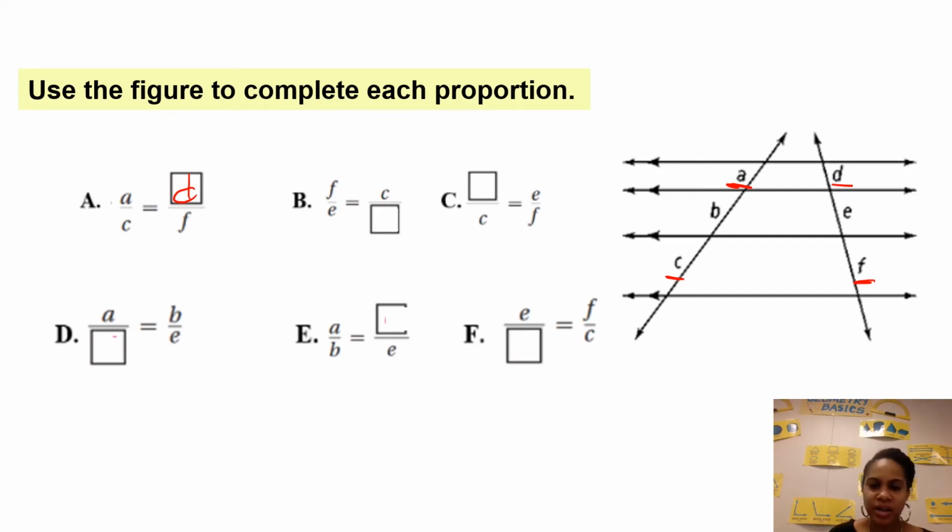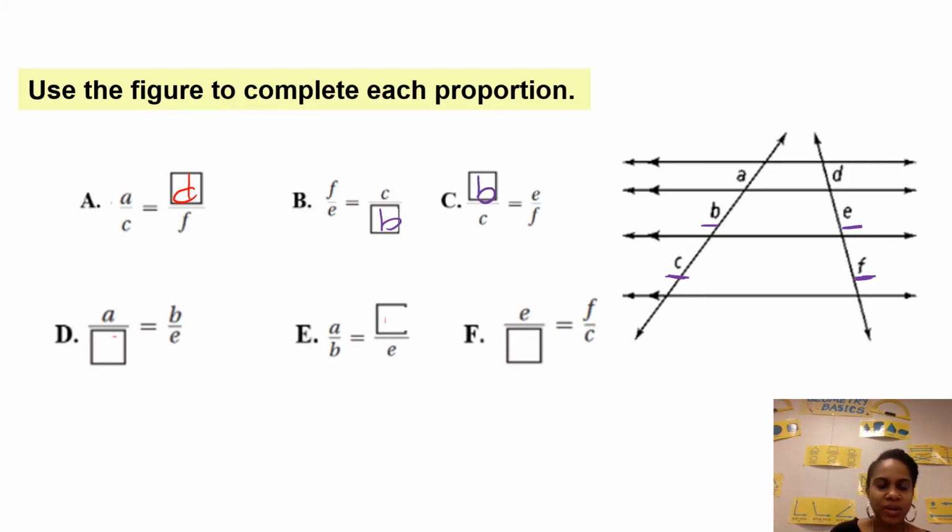All right, so for our next one, we have FE. So FE right here is proportional to C over, that would be B. So same position as well. Let me erase before I draw any more marks on here. All right, and so we have blank over C is equal to E over F. So let's look at E over F right here, and blank over C, what is in the same position as E? That would be B.